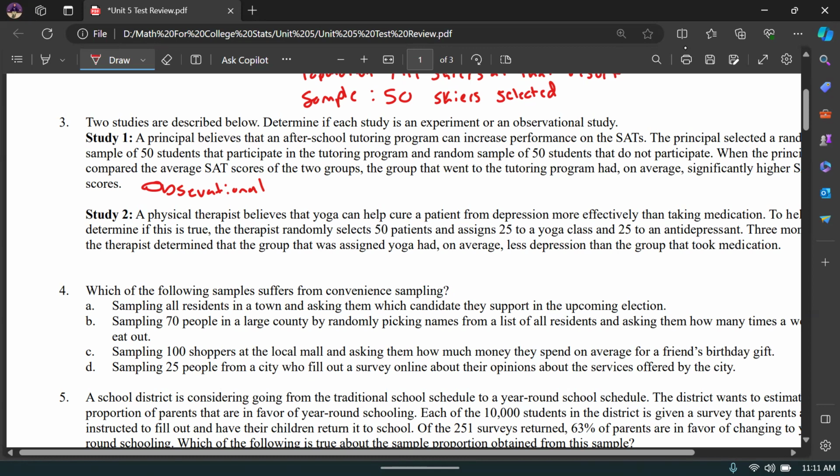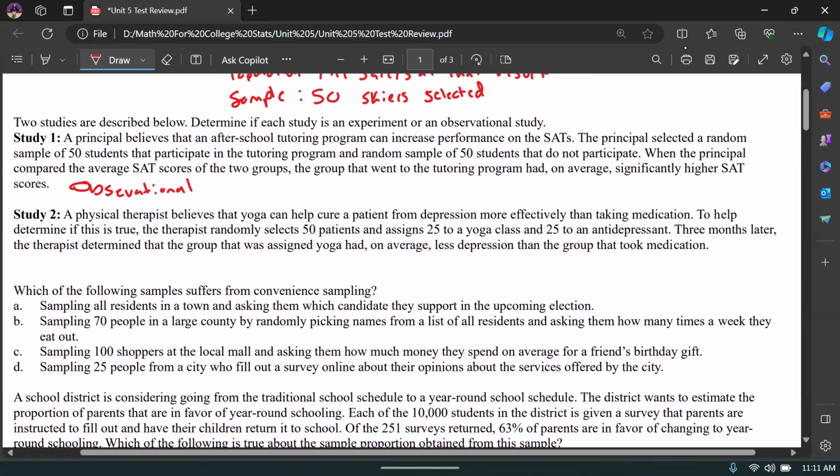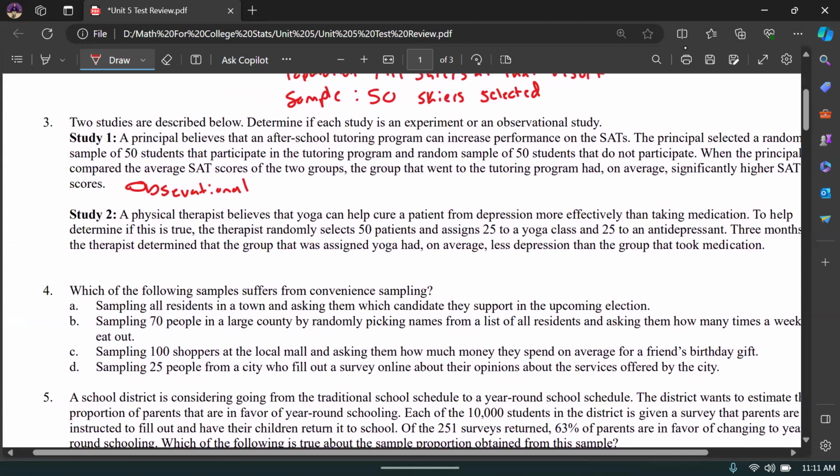Study two, a physical therapist believes that yoga can help cure a patient from depression more effectively than taking medication. To help determine if this is true, the therapist randomly selects 50 patients and assigns 25 to a yoga class and 25 to an antidepressant. 3 months later, the therapist determined that the group that was assigned to yoga had, on average, less depression than the group that took medication. This one is definitely an experiment.